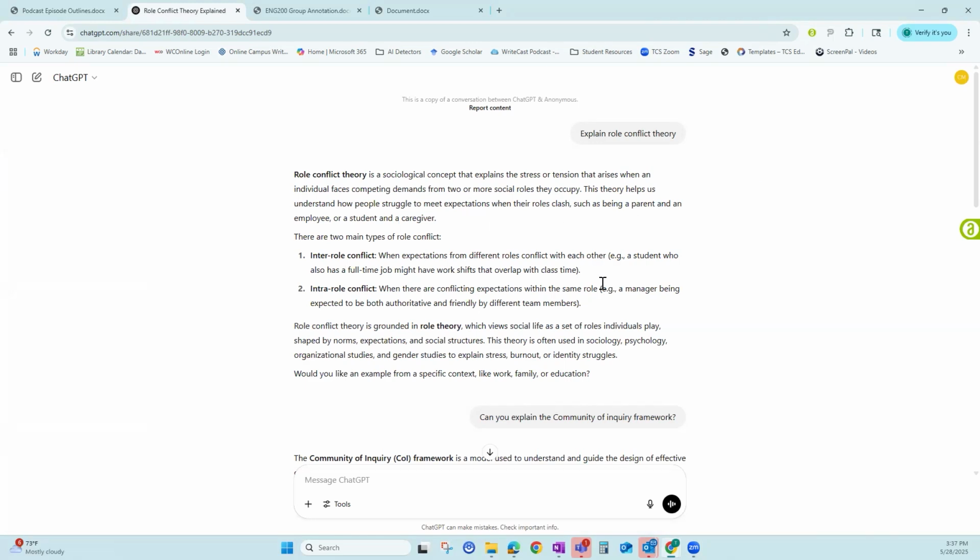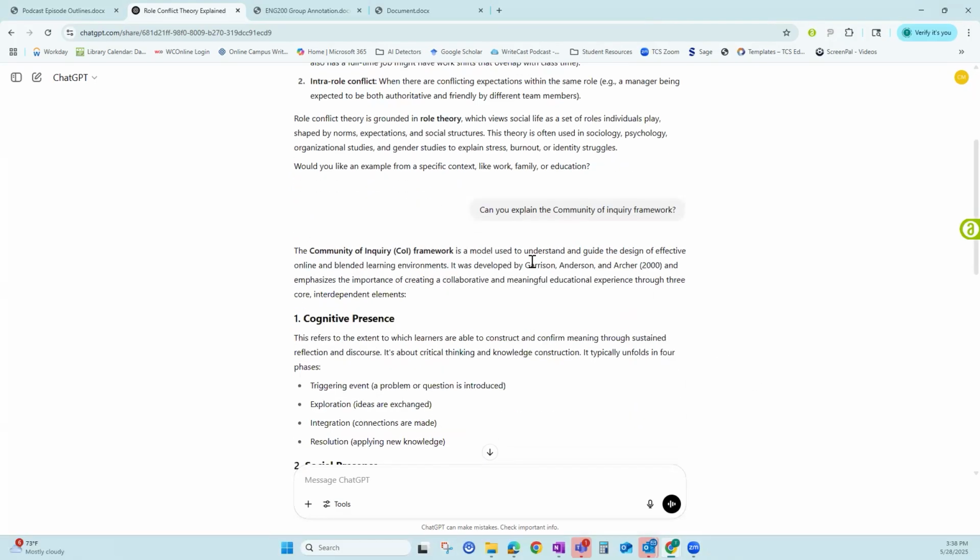So it gave me a really good high level. Obviously, there's a lot more to these theories. There's depth and richness to these things that are not going to be given to you by a simple prompt. But this gives me some background, like helps me understand these two types of roles, like inter-role and intra-role conflict, where students have conflicting expectations with different roles, like they are a student, but they're also a parent or whatever. And then when they have conflict within the same role. So that helped me understand role theory.